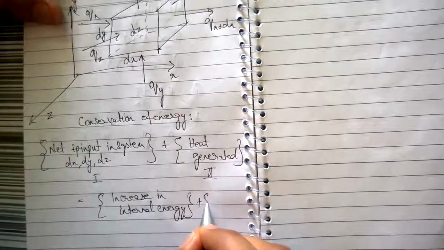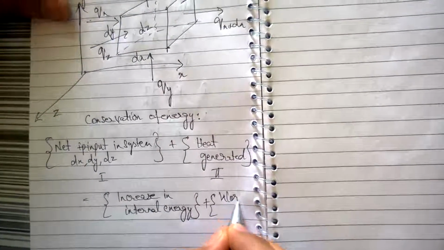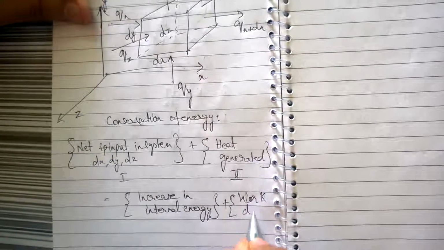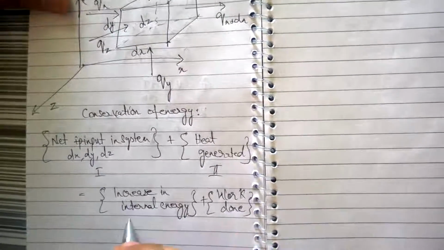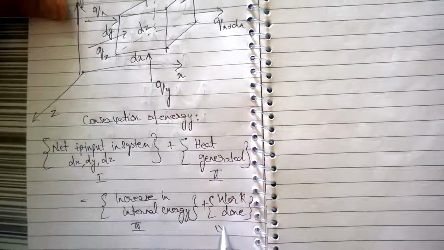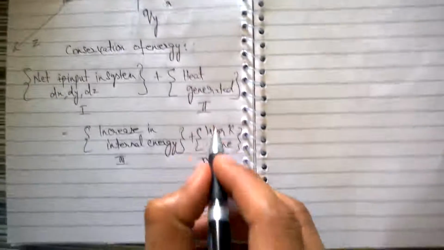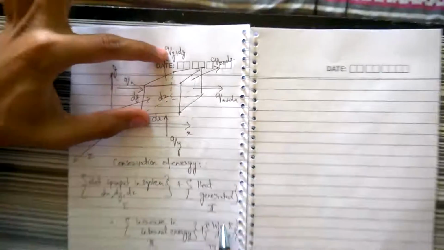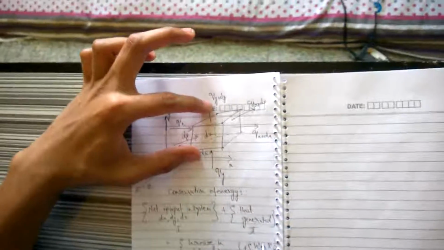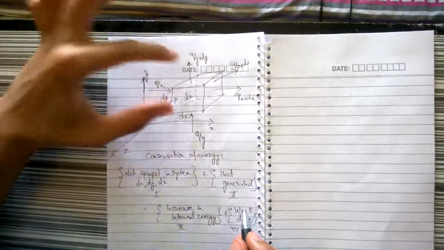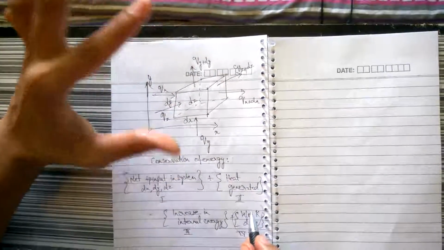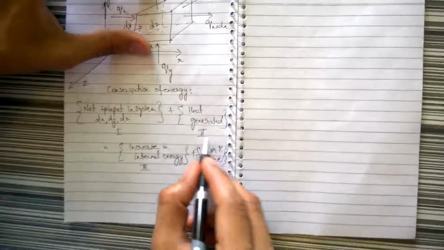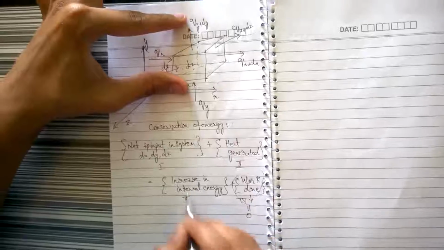Plus some work can be done by the system, right? Work done. So these are our third and fourth terms into consideration. Now let's quickly look at this term. This term says work done by this element. We are taking a static element, so work done is 0. That is because we know that for work being done, displacement should happen, and we are saying that the element is static, so there is no displacement, meaning this term is naturally equal to 0.